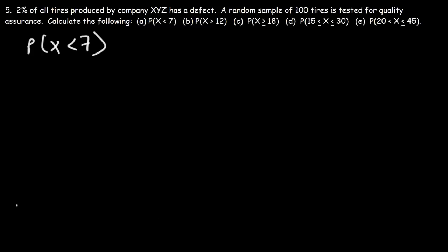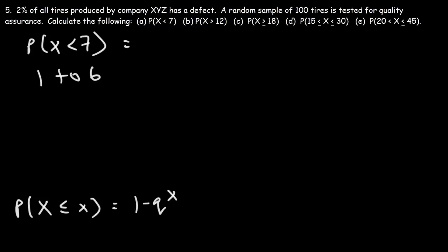Now remember the formula that we used before. P of X less than little x is 1 minus q to the x. So right now we have the less than symbol, but not the less than or equal to symbol. However, we can turn this expression into something like this, because this is 1 to 6. So we could say that P of x less than 7 is equivalent to P of x less than or equal to 6. So now we can use this formula.